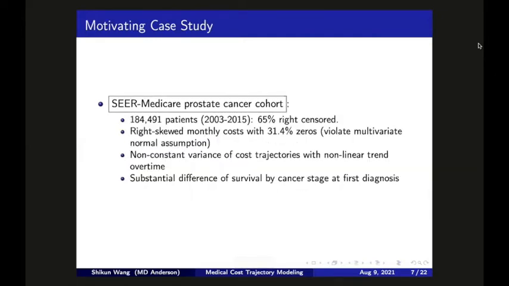The motivating data set of this paper consists of a national cohort of over 180,000 men who were diagnosed with prostate cancer between 2003 and 2015. The data were extracted from the SEER Medicare database and include medical costs aggregated to monthly intervals from diagnosis to the end of follow-up or death. The overall goal of this study is to quantify and interpret the population mean cost trajectory of prostate cancer patients. The data is right-skewed with 31% zero values.